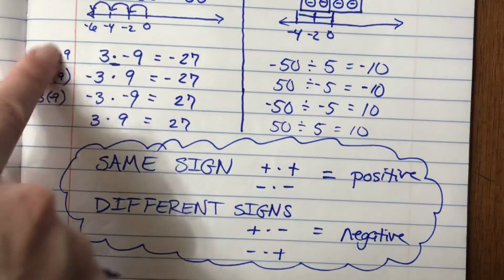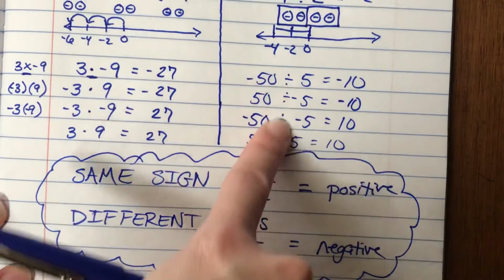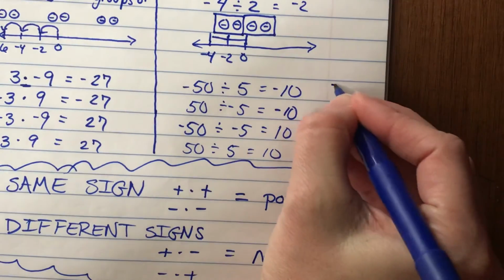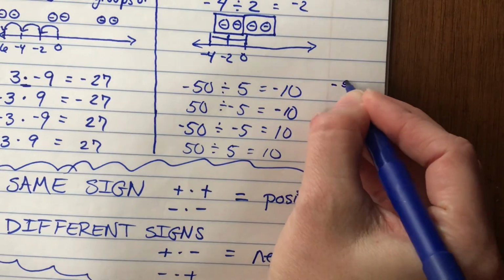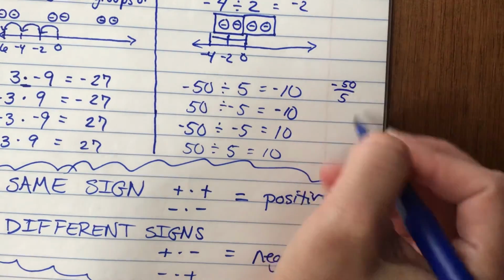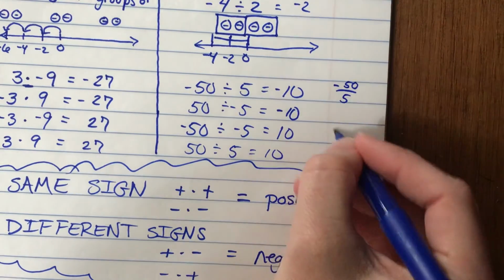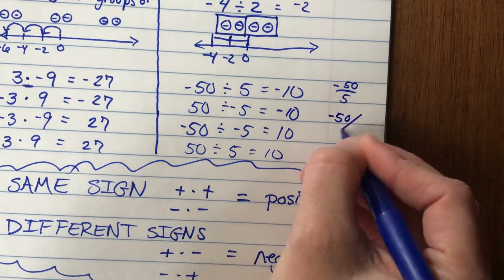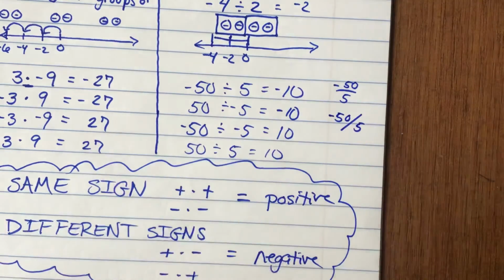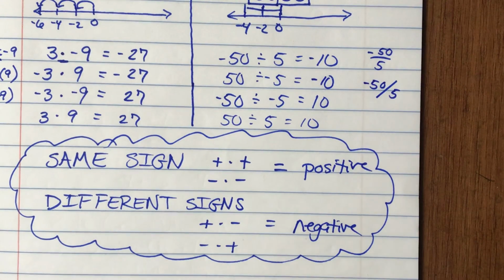One last thing, just like multiplication, there are different ways of writing division. So of course you might see the division sign. You might also see some of these problems written as negative 50 over 5. You might see it written as a fraction, and just remember that fractions also mean division. You might see it written with a slash like this as well. But that's usually the only other way of writing division. So there are your rules. Use these rules as you practice multiplying and dividing integers.